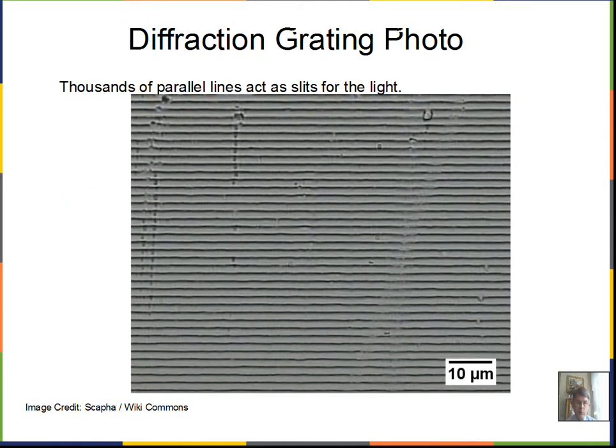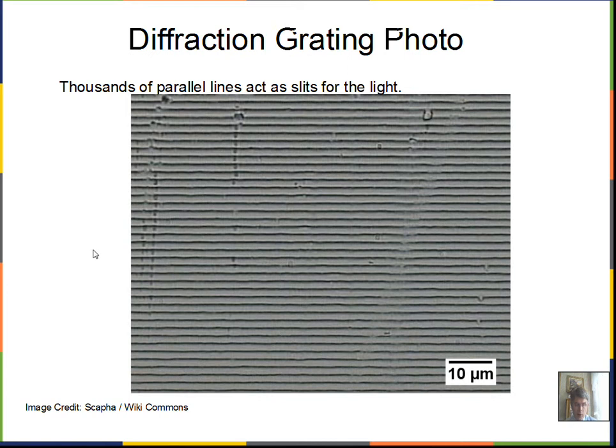And here's a photograph. We have thousands of lines per inch. They are not difficult to produce. So a photograph shows the details of these, and any two of these could be considered a double slit. And we've got double, double, double, double, double. And there's a slight change in the way that the maxima are formed because of this that we'll get to. But just thousands of parallel lines, that's a diffraction grating.